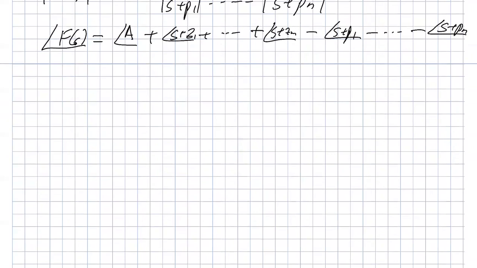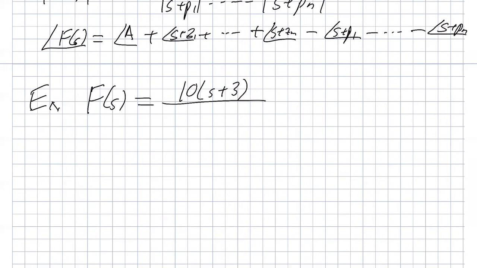Okay, so what we're going to do then is finish today out with a slightly bigger example. So f of s is equal to 10 times s plus 3 over s times s plus 2.